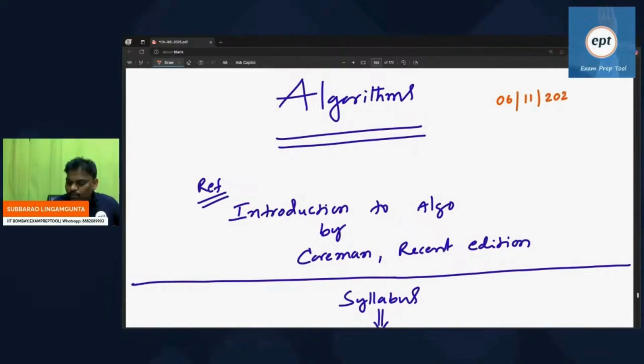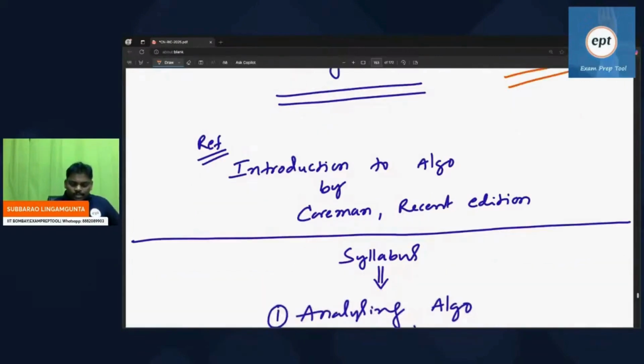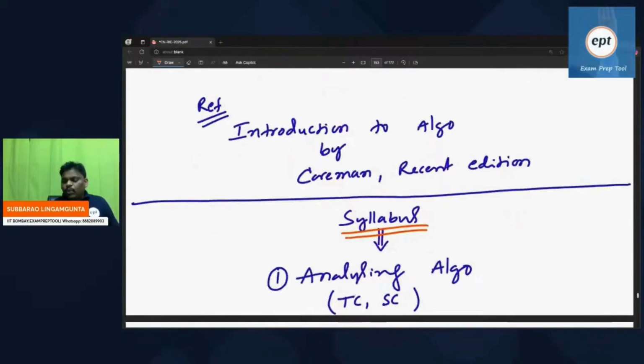06/11/2024. This is the date. Right? Syllabus is started. Write nice notes. Notes are nice, right? You will get more interest in reading.